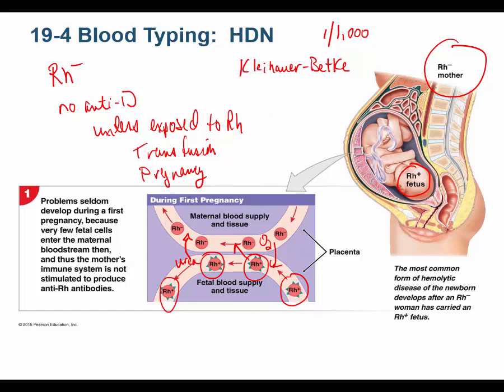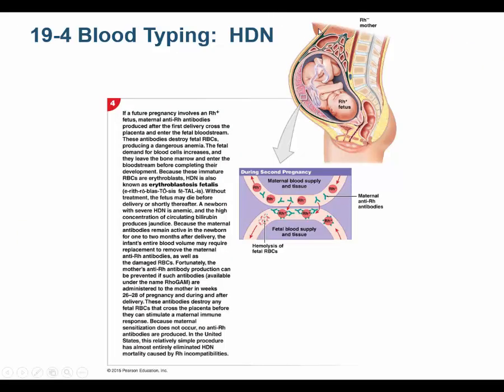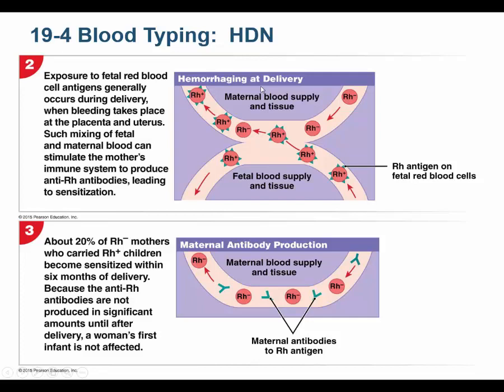Now, what happens when that happens? Well, if the mom's Rh negative and the mom sees the Rh positive cells, she makes the anti-D antibody. Now, as it turns out, this anti-D antibody right here is small enough to cross the placenta. That means that antibody can now enter the baby's blood and attack the baby cells and lyse them.